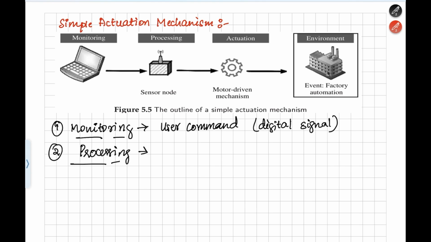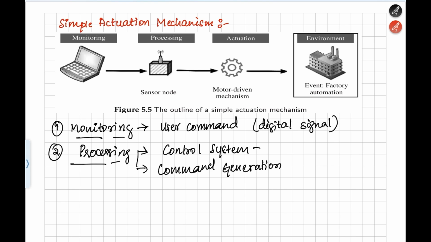In processing, the sensor node is there. So we have the control system here and command generation. In processing, we have the control system firstly, also called the processor, and along with that, we also have command generation. In the control system, user commands are received by the control system. After that, it will convert them into high level user input or machine readable code, and then give the instructions to the motor driven mechanism. Okay. Then command generation, that is, these instructions are then sent to the actuator, like the motor driven mechanism. Both are approximately the same.